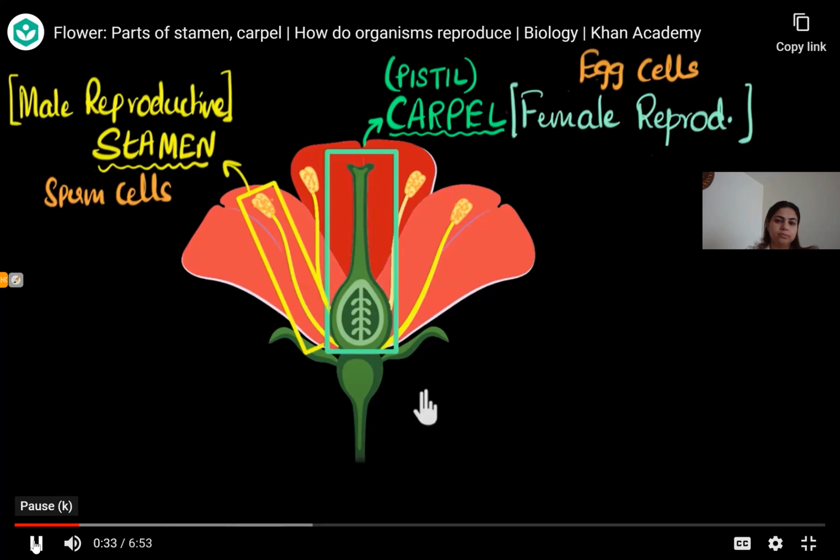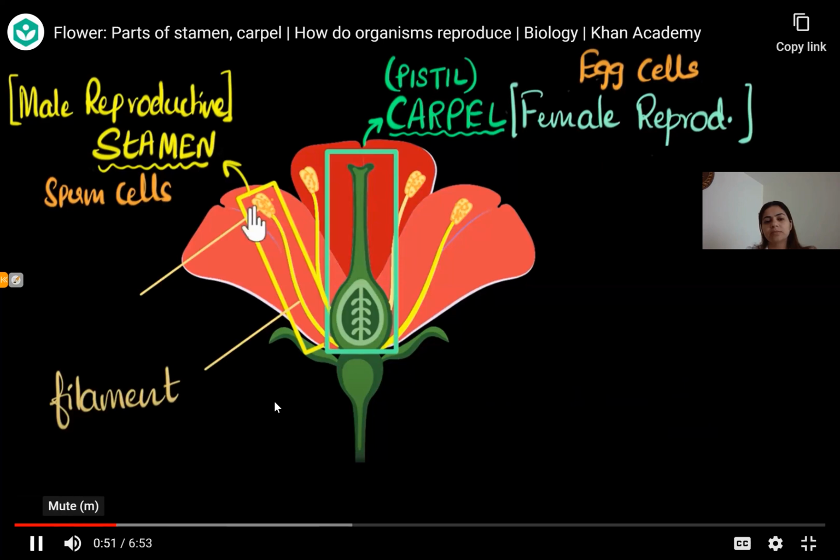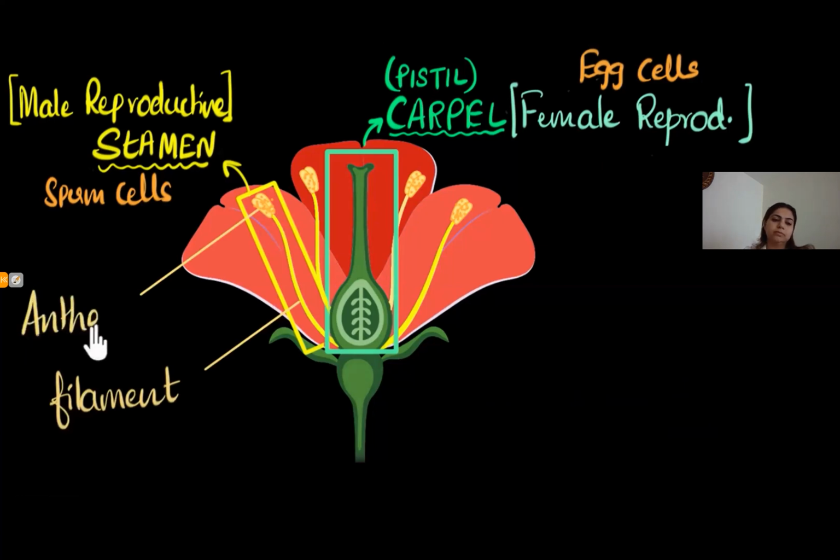All right, so let's start with the stamen. What are the different parts of the stamen that we can identify? So stamen can have two major parts. The part below over here, which is kind of like a wire, we call that the filament. And then the part on top of that, kind of like the head of the stamen, we call that the anther. And guess what? Anther produces something called the pollen grains.